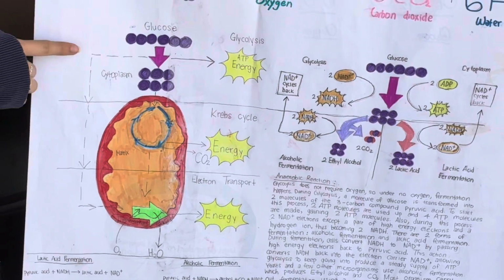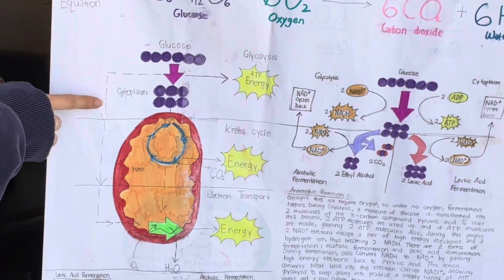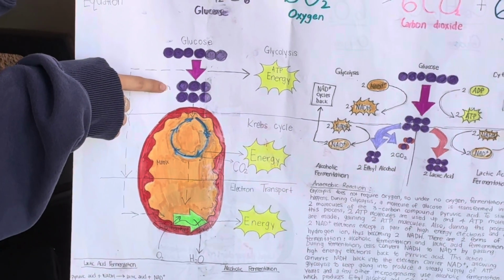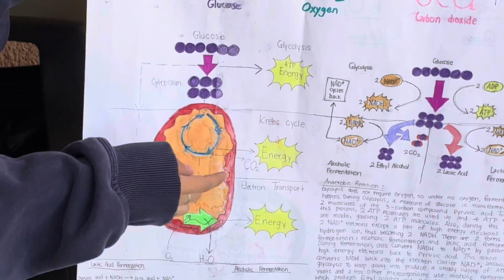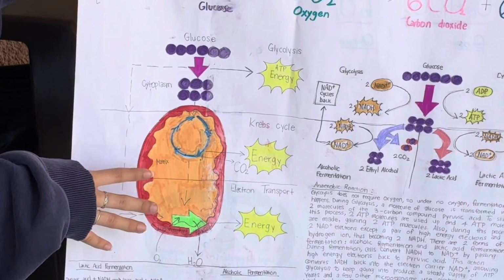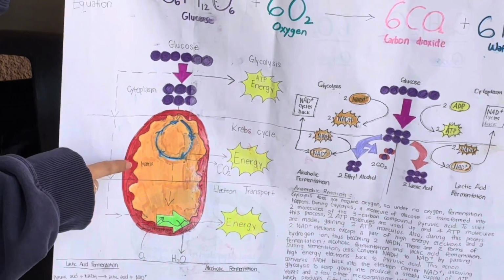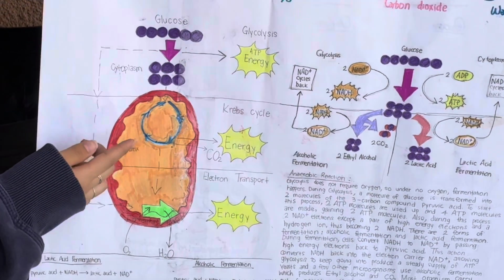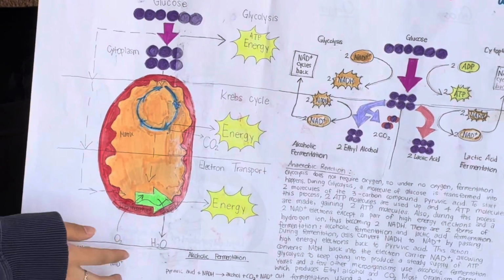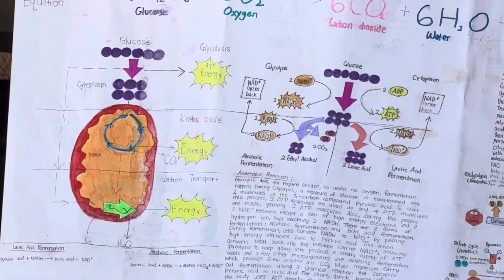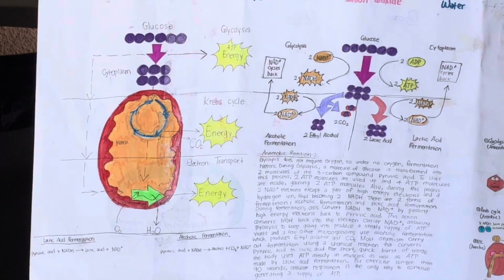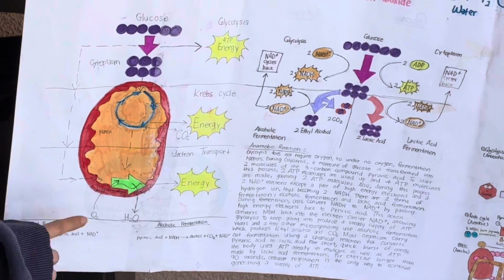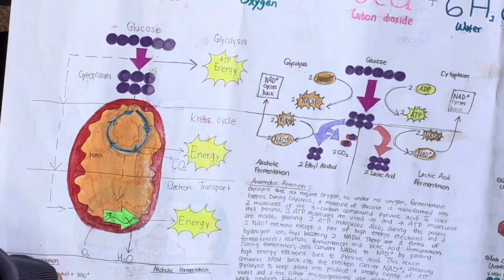Glycolysis, which is located in the cytoplasm, converts glucose into 2 pyruvic acids, and then it produces ATP energy. In the mitochondria, in the matrix, the Krebs cycle takes place, and it produces CO2 and energy. In the ETC, which is located in the intermembrane space, oxygen is required, and it produces water as a byproduct and produces ATP.